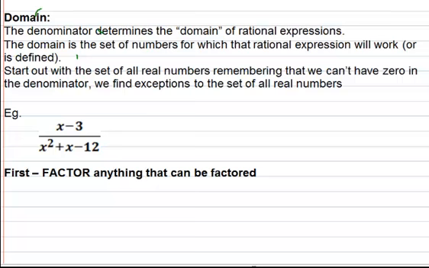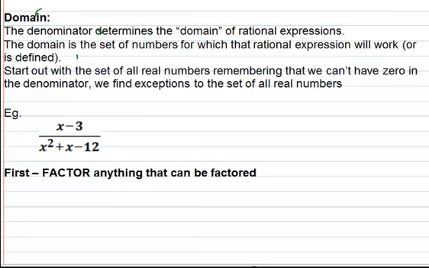And the domain is determined by the denominator in rational expressions. It's the set of numbers for which that rational expression will work, or is defined, thinking of the undefined things that we have to get rid of. So when we talk about the domain, we basically start out with the set of all real numbers, and then we have to find the exception to that set. And we find that exception in this case by looking for the things that make this rational expression undefined.